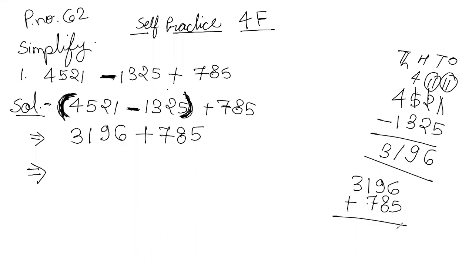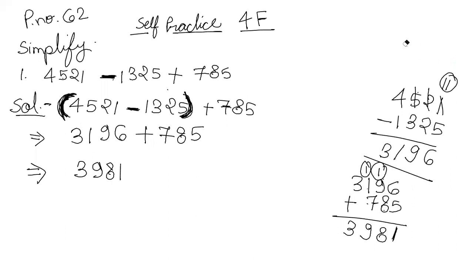6 plus 5 is 11. 1 in result part and 1 is carry forward. Now 1 plus 9 plus 8 is 18. 8 in result part, 1 carry forward. Now add all the digits in the hundreds column. 1 plus 1 plus 7 is 9. And 3 as it is. So after addition of 3196 plus 785, we got 3981. This is how you have to simplify.